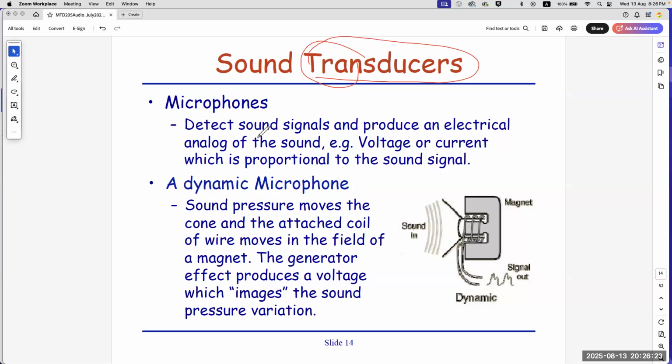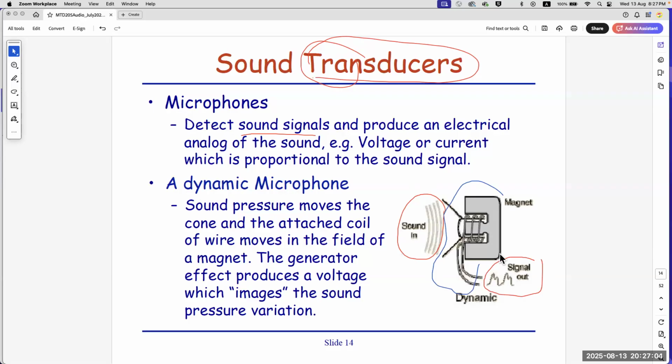So the microphone is something everyone goes through in daily life. For example, if you participate in a singing competition, you need a microphone to sing. A microphone itself is to detect the sound signal from your vocal cord, or maybe from other places. This is the sound in. The purpose is to produce an electrical representation of the sound in.